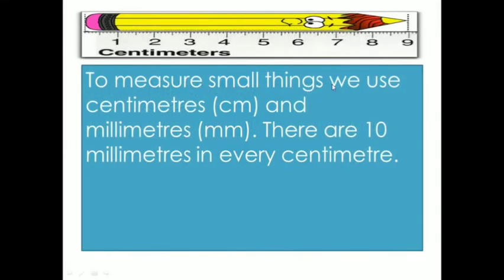So to measure small things, we use centimeters and millimeters. There are 10 millimeters in every centimeter. Can you tell me which one here is the centimeter? 1. Very good. How about the others? How about 2, 3, 4, 5, 6, 7, 8, 9? Are they also centimeters? Yes, they are also centimeters. How about the millimeters? These are the millimeters, including these long lines. Okay? So these are the millimeters. The short lines are the millimeters.